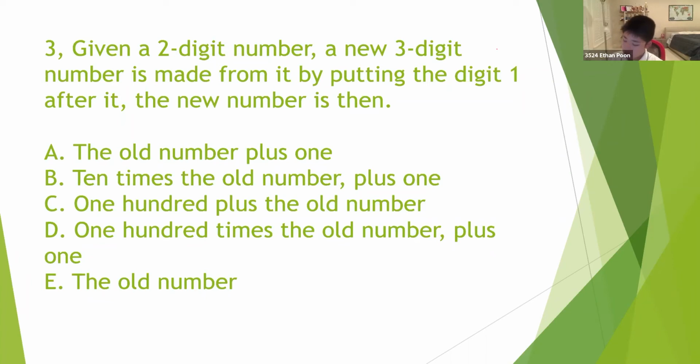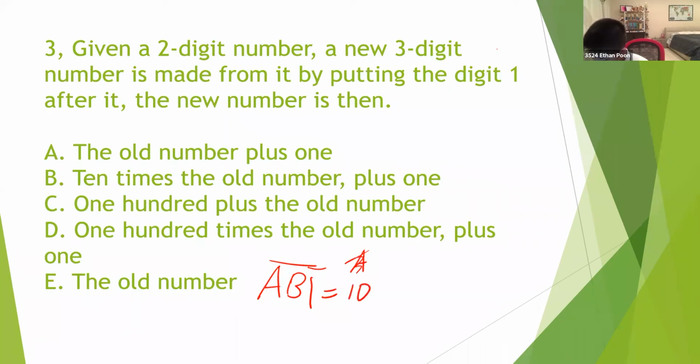So say our two-digit number, whatever it is, AB. I don't really care about what the digits are, just that it's a two-digit number. So a new three-digit number is formed by putting the digit one after it, so AB1. So this is our new three-digit number. So we know A is in the hundreds digit, so this equals 100A. And then since B is in the tens digit, we have plus 10B, and then plus one, that's the units digit. And the old number, which is AB, equals 10A plus B.